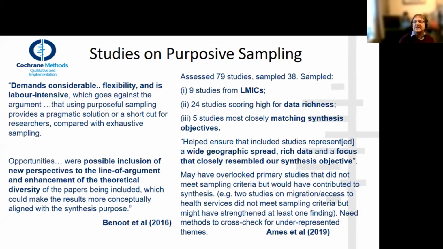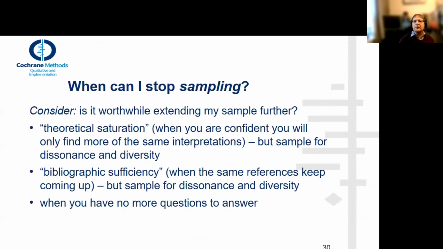And on the right-hand side, a very important review by Heather Ames, which looks at criteria for selecting studies that include, for example, the context, so the LMICs. Importantly, and we'll come on to this, the data richness and also closeness to the synthesis objectives. So this was a way of narrowing 79 studies down to nearly half that amount.